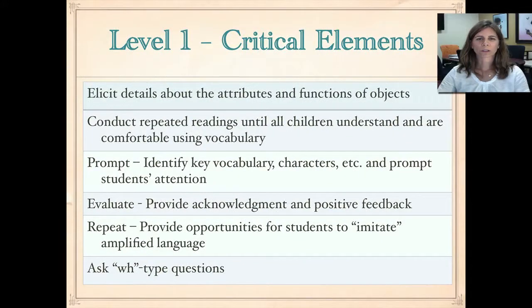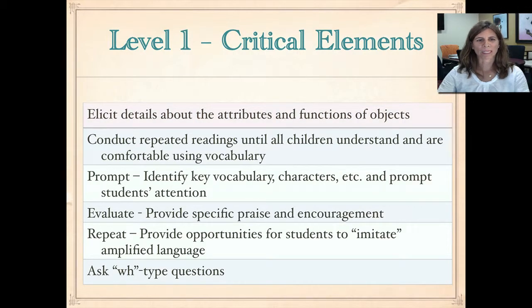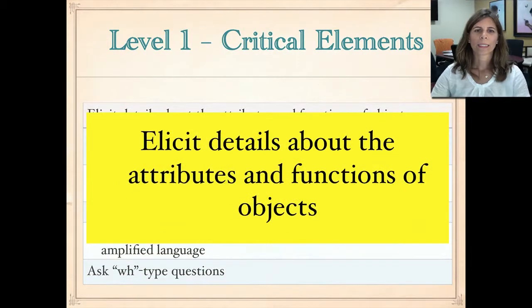There are 5 critical elements for Level 1 of the Dialogic Reading Framework. These elements play an instrumental role in ensuring that Level 1 is implemented appropriately and children make progress toward building new vocabulary and using language to communicate effectively. Teachers ask children to describe and comment on the objects found on the pages of the book.